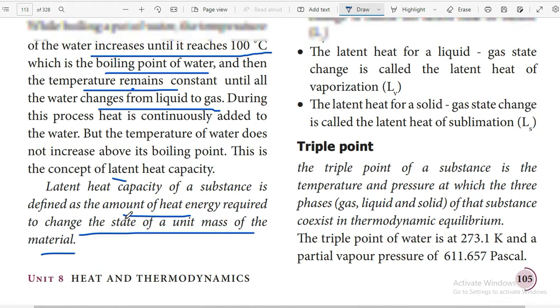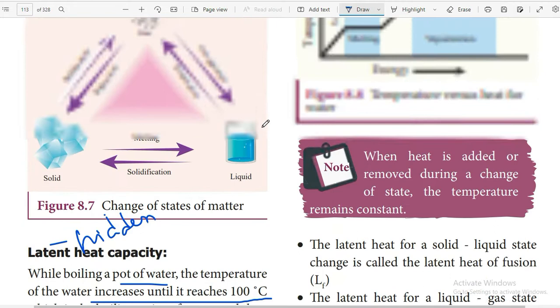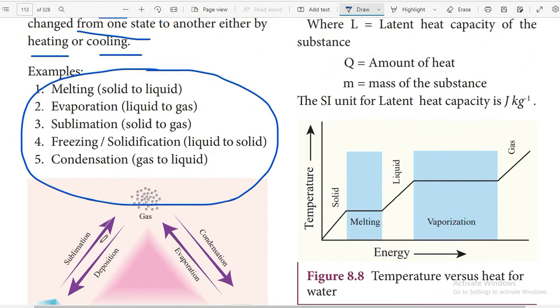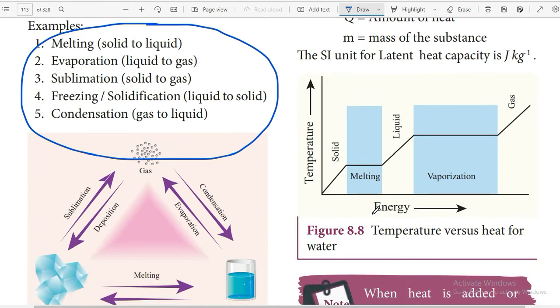First of all, you have to understand the meaning of the word latent. The meaning of the word latent is hidden. So latent heat means hidden heat. Just observe this graph. There is an x-axis which is heat energy and the y-axis is temperature. Now we are giving heat energy.